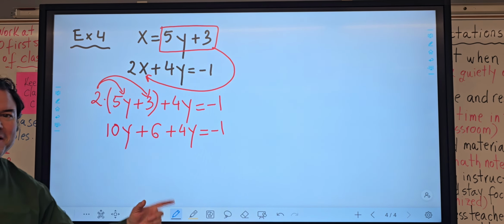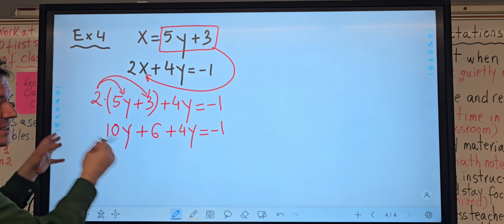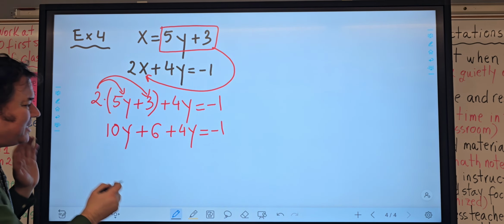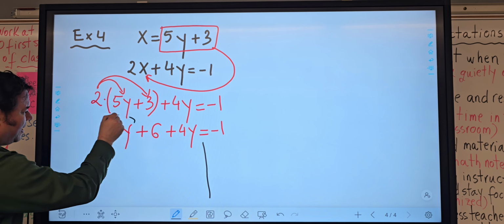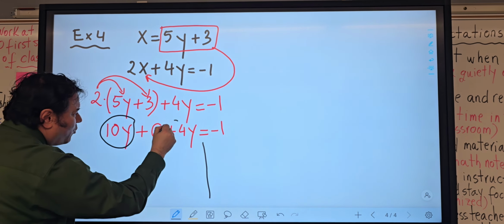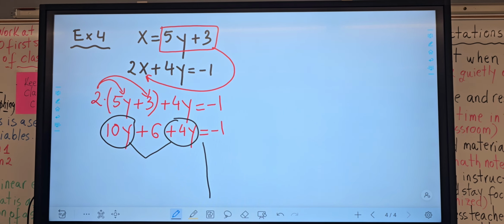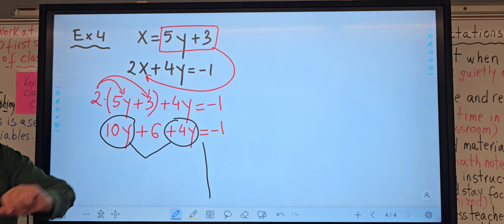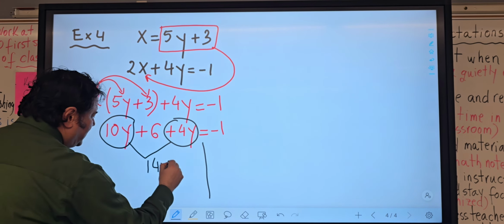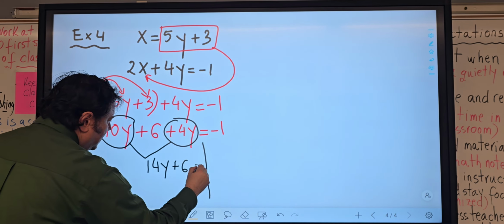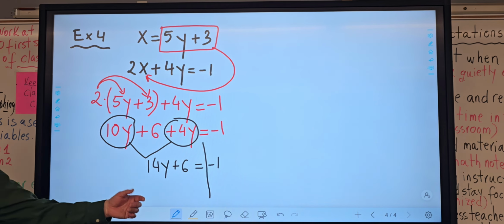Now again, after the distributive property, we got to combine the like terms. Let's see if we have any like terms on the same side of the equal sign. So we see that 10y and 4y are like terms. So we must combine those terms together. 10y plus 4y becomes 14y plus 6 equals negative 1. Now we have a two-step equation.